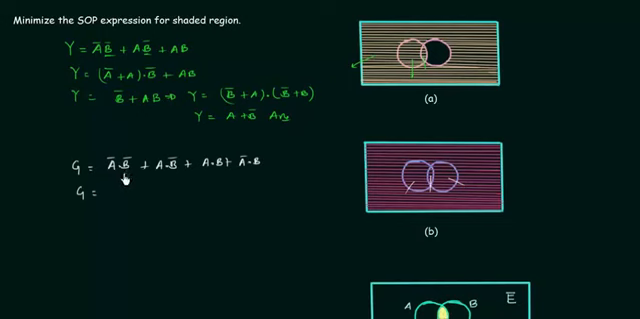I will take B complement common from the first two terms and B common from the last two terms. So I will have B complement times A complement or A, and B times A or A complement. A complement or A is 1, so I'm having B complement, and A or A complement is 1, so I'm having B, and finally g is equal to 1. This is a very simple problem. There is no need to solve it like this. Whenever there is a question in which we have to consider everything, the answer is going to be 1.